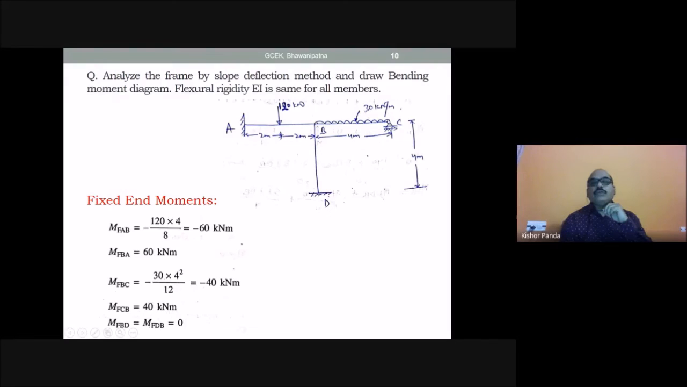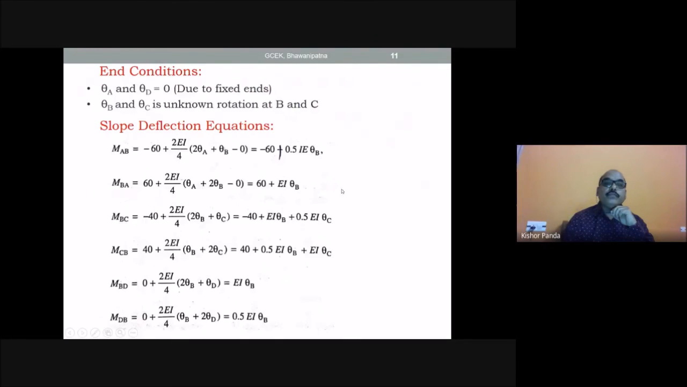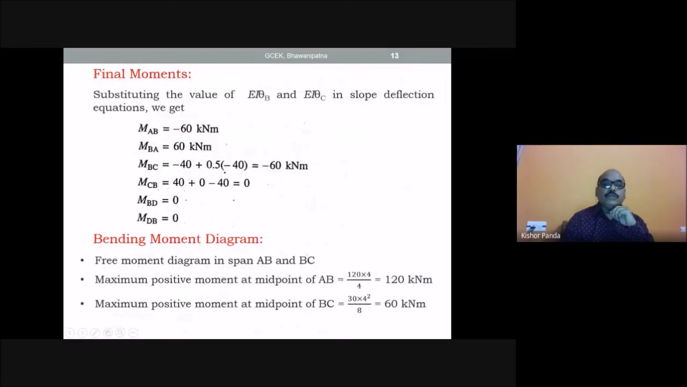Similarly, here you have a UDL. What is the positive moment for the free BMD? Due to this UDL, this is parabolic, and the other is a triangle. Here the moment is WL square by 8. W is 30 and L is 4, so 30 into 4 square by 8. So the maximum positive moment at the midpoint of AB is WL by 4, 120 kilonewton meter, and the maximum positive moment at the midpoint of BC is WL square by 8, 60 kilonewton meter.